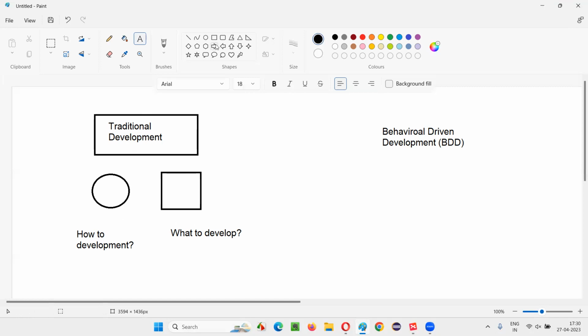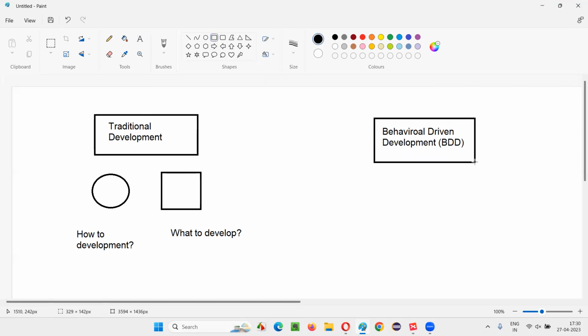But in behavior driven development, if there are any projects which are following this process of the behavior driven development approach, then they will be enforced.